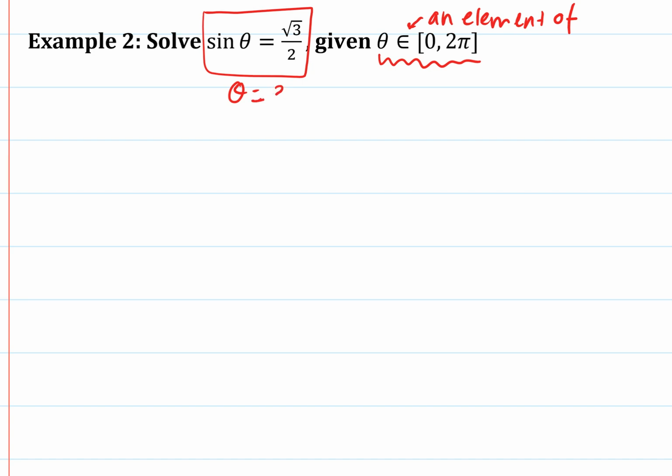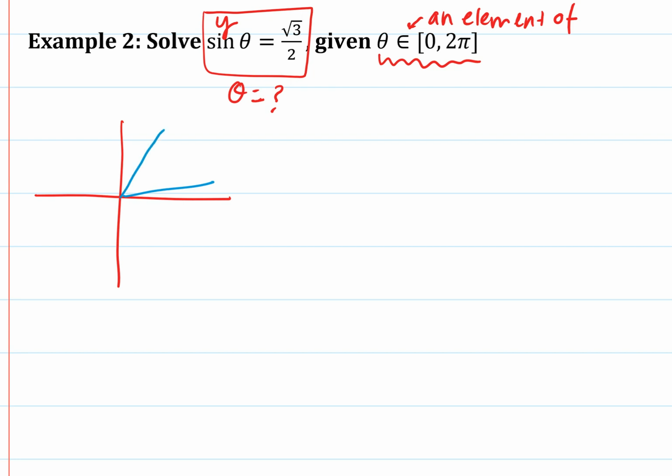So this is giving us a sense of which quadrants we're working in. If theta is between 0 and 2 pi, that means we're anywhere in the unit circle. Okay, and we know that sine is a y value. If it has the value root 3 over 2, well, that must be coming from a pi over 6 or a pi over 3.